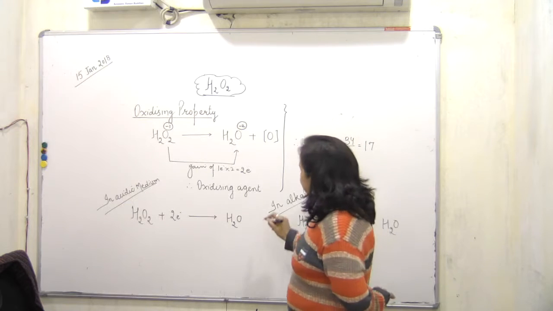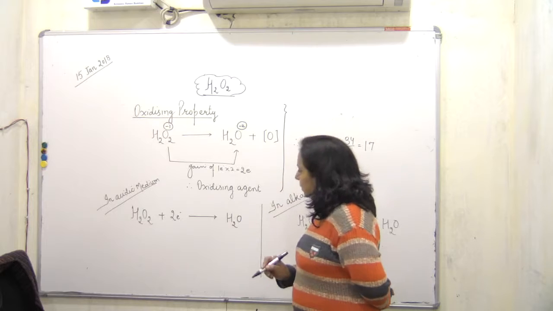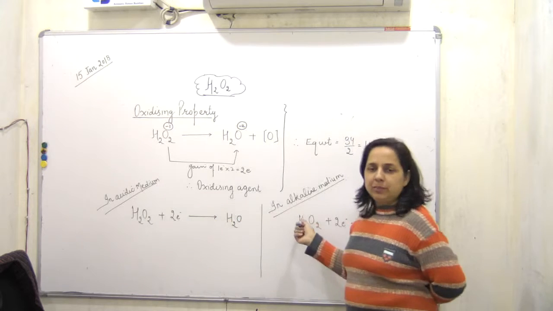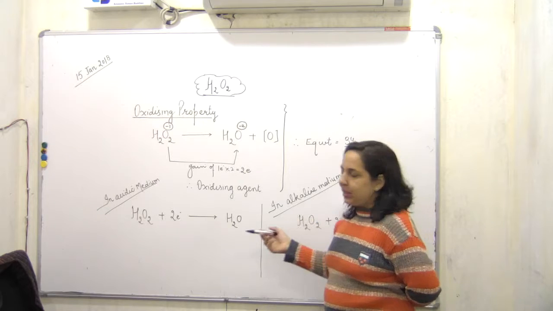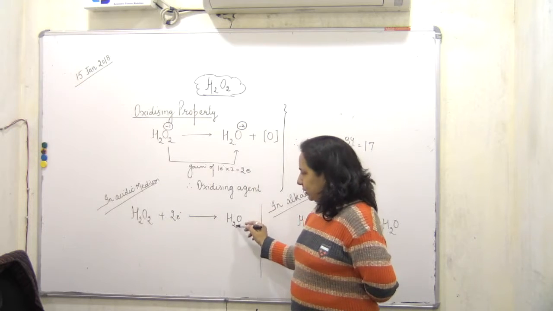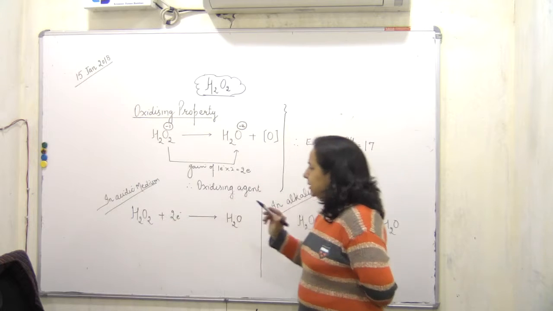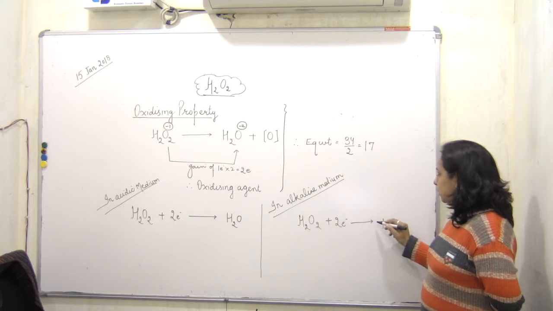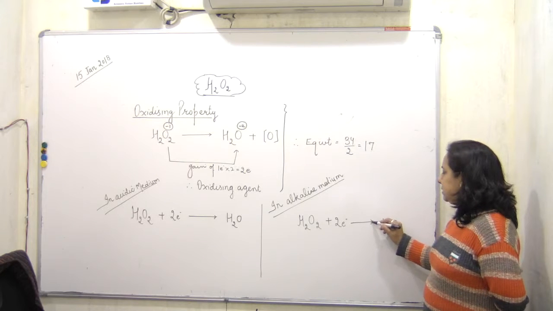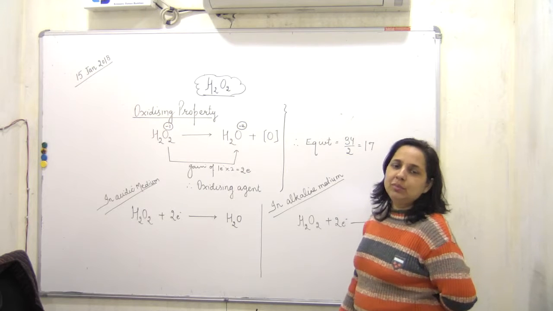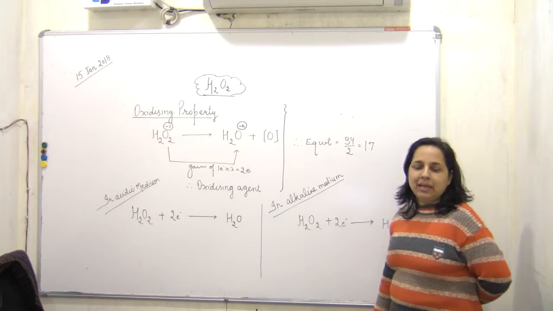Now this reaction can be written in 2 types of medium. One is acidic medium and another is alkaline medium. H2O2 going for reduction gives us water. Balance this reaction in acidic medium. And in alkaline medium, H2O2 plus 2 electrons gives us water. Try to balance the equation in both acidic as well as alkaline medium.